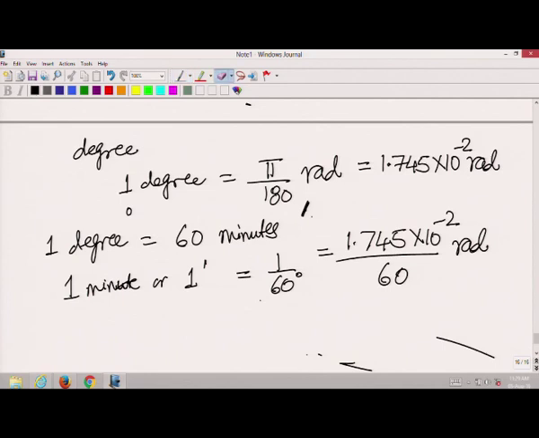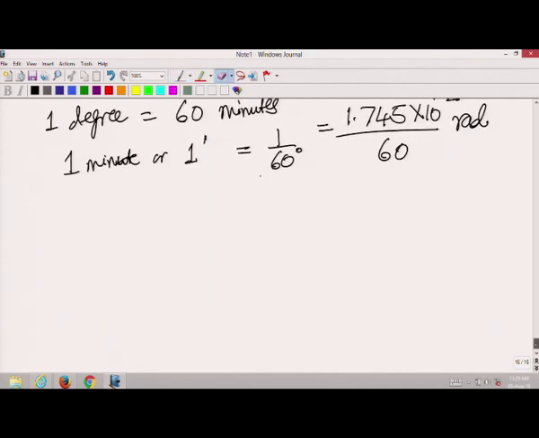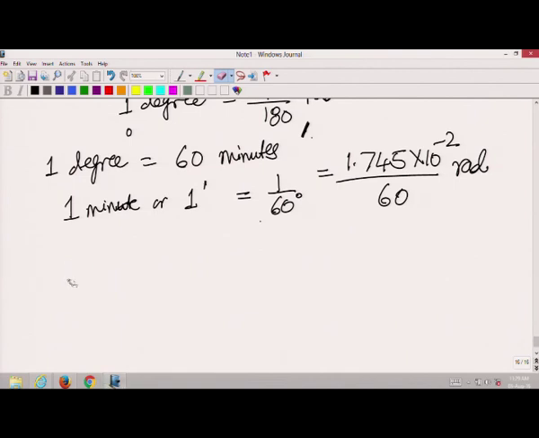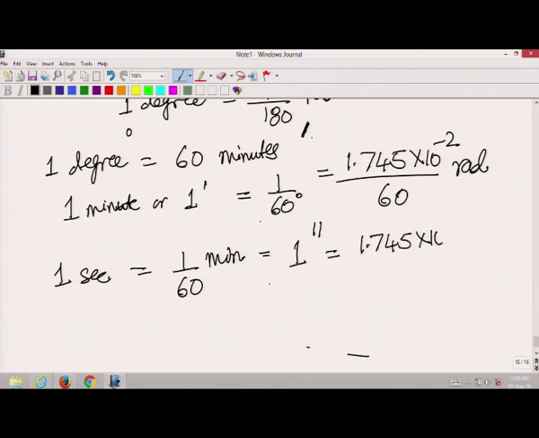So, we should know how to convert the minutes into radians, and if the minutes have to be further divided, then we have a unit for the angle called 1 second. 1 second is equal to 1 by 60 minutes, and we write second by putting 2 of these inclined lines. So, we have 1 second, and this 1 second will be given by 1.745 into 10 to the power of minus 2 divided by 60 into 60 radians. So, we work out the divisions like this.